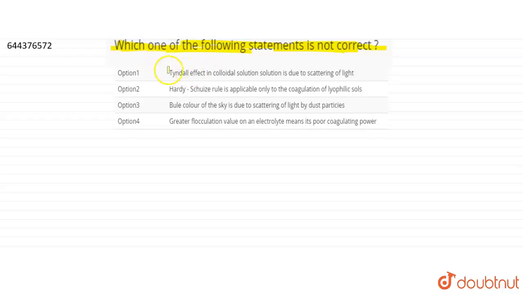Our first statement is: Tyndall effect in colloidal solution is due to scattering of light. Hardy-Schulze rule is applicable only to the coagulation of lyophilic salts. It will be Hardy-Schulze rule. Blue color of sky is due to scattering of light by dust particles. And our final option is: greater flocculation value of an electrolyte means its poor coagulating power. So these are the basic options.